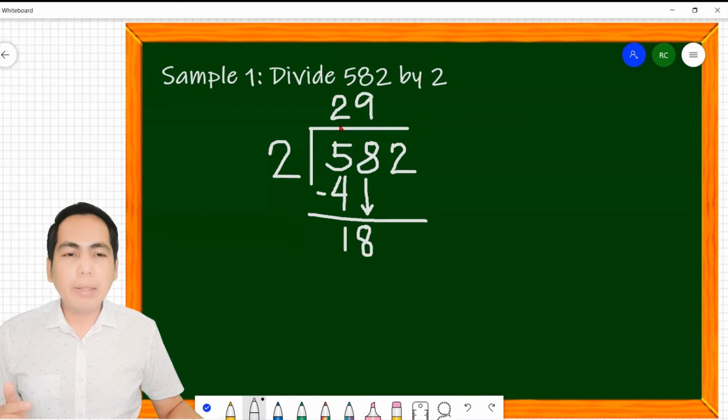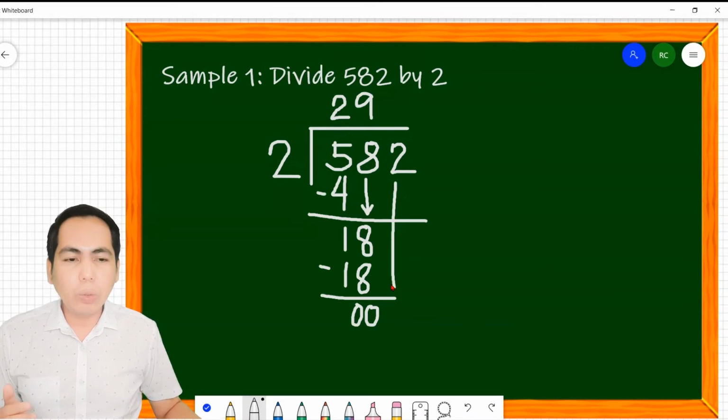So 9 times 2 will give us 18. We are going to write it here, 18, and then we are going to subtract. So 8 minus 8 is 0. And 1 minus 1 is also 0. Next, we are going to bring down the next digit. So we bring down the 2 and write it after the last digit of the difference. So we have 2. Since these two zeros have no values, we can just erase them.